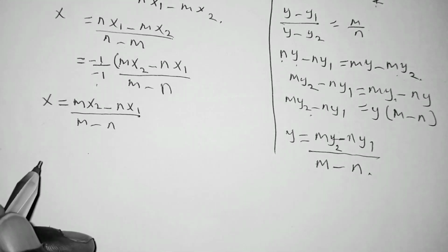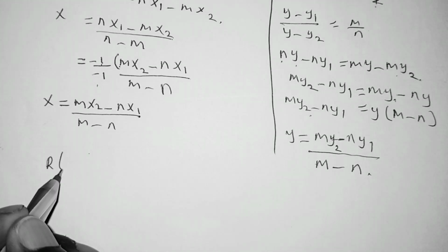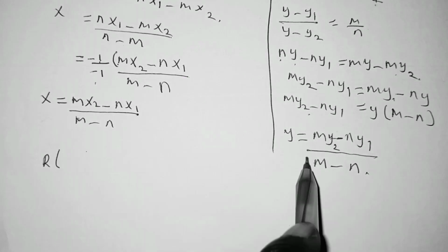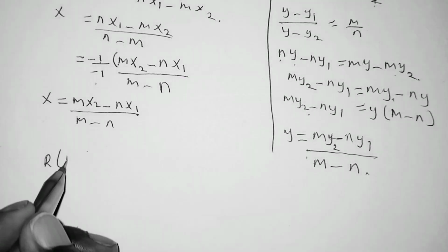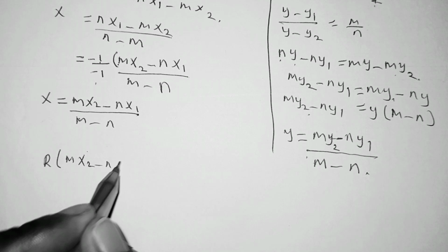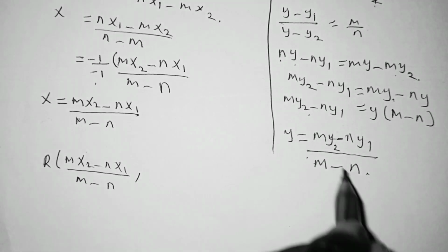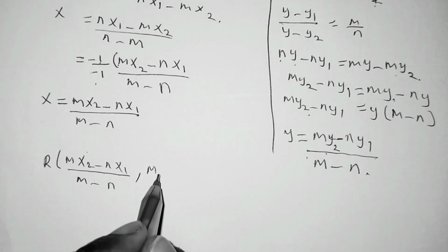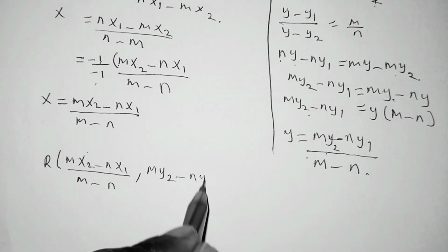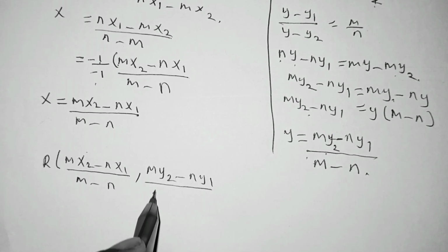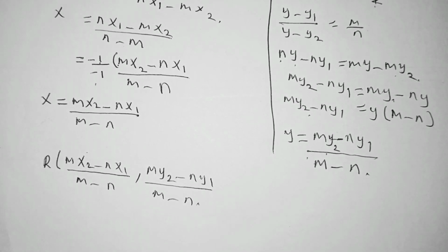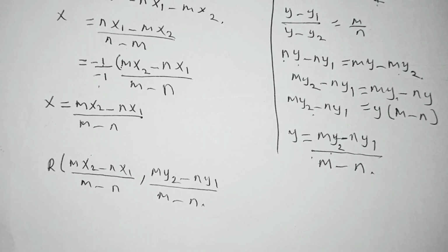Our point R will be given by this point x and point y, whose coordinates are (mx2 minus nx1 divided by m minus n, comma, my2 minus ny1 divided by m minus n). So that is the point which we are supposed to obtain. The point dividing a line segment externally will be given by this coordinate here.